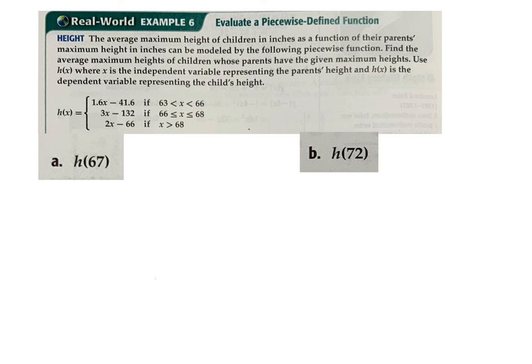All right, for this, I'm not worried about the word problem in and of itself. I want you to actually pay attention to this part right here. This is called a piecewise function. This is called an explicit domain. Why is it explicit? Well, because they define it for you. It is not implied. They actually say, when x is between 63 and 66, this is what you're going to use. When x is between 66 and 68, this is what you're going to use. And then when x is greater than 68, this is what you're going to use.